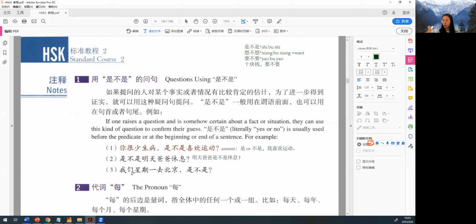All right, number 3, 我们星期一去北京是不是. So the meaning is: 我们, what is 我们? That's we. 星期一 is Monday. 去 is go. 北京 is Beijing. So here it is: do we go to Beijing on Monday, don't we?